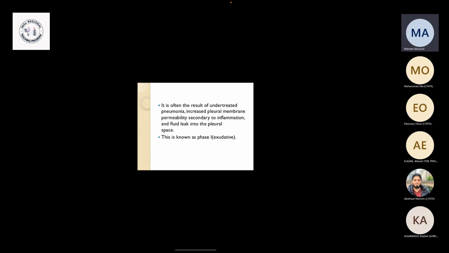As we begin, the parapneumonic effusions pass through three phases. The first one, the exudative stage, where we are saying it's a simple parapneumonic effusion. The fibropurulent, which is the second stage, and the last stage, which is the organizing.